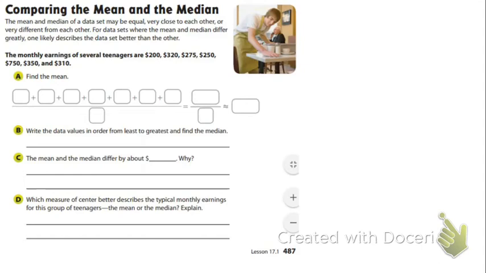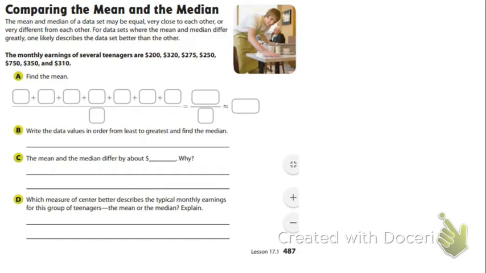All right, so comparing the mean and the median. The mean and the median of a data set may be equal, very close to each other, or very different from each other. For data sets where the mean and median differ greatly, one likely describes the data set better than the other, depending on what you're trying to compare, determine, or explain.